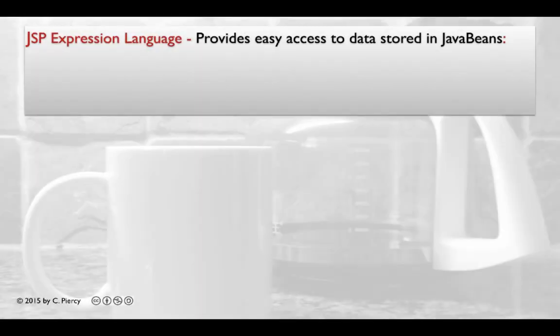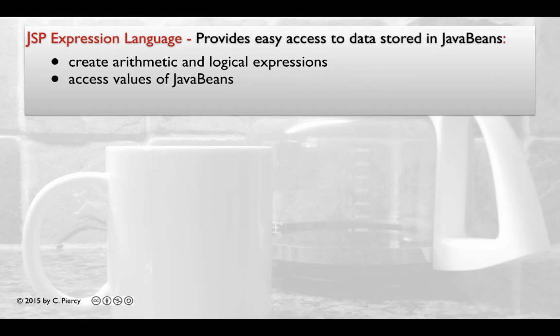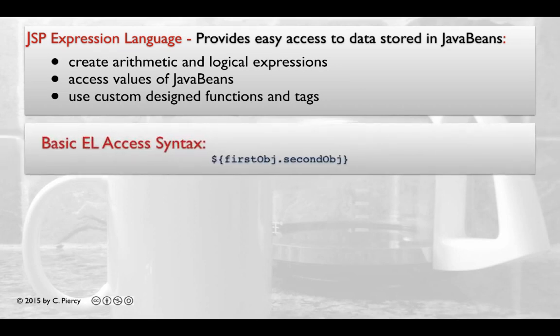In another video, I talked about the JSP expression language. Recall that it was introduced with J2EE version 2.0 to provide an easy way to access application data stored in Java Bean components. The JSP expression language is an improvement over the use of basic JSP tags as it provides more functionality. With JSP expression language, you can create arithmetic and logical expressions, access values of Java Beans, and use custom-designed functions and tags. The basic syntax of a JSP expression language tag is shown here.